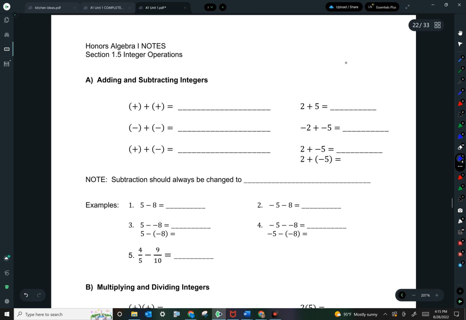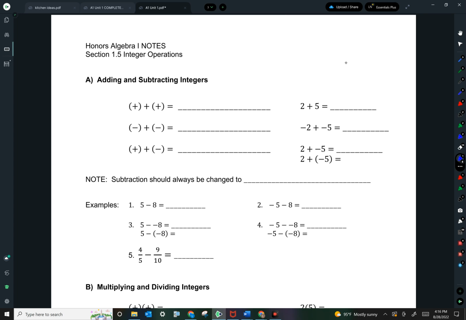So this is section 1.5 in Honors Algebra 1 on integer operations, and actually all that we've been doing so far has been a review. I don't even know when you first do positive and negative numbers, maybe 5th grade, maybe 6th grade. So when we add and subtract integers, first of all, let's think about addition.